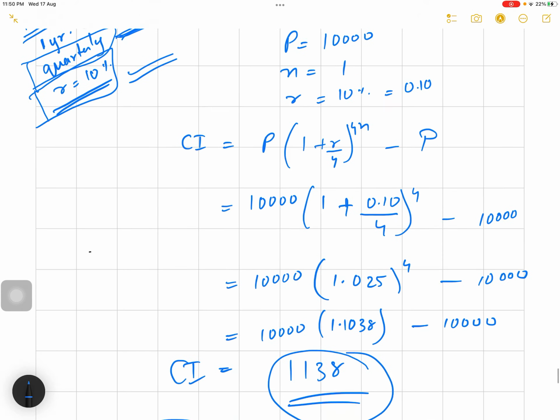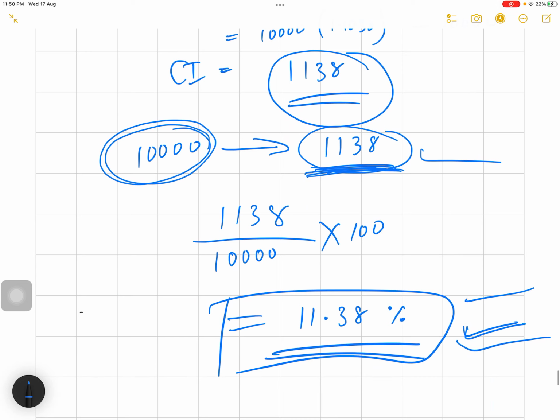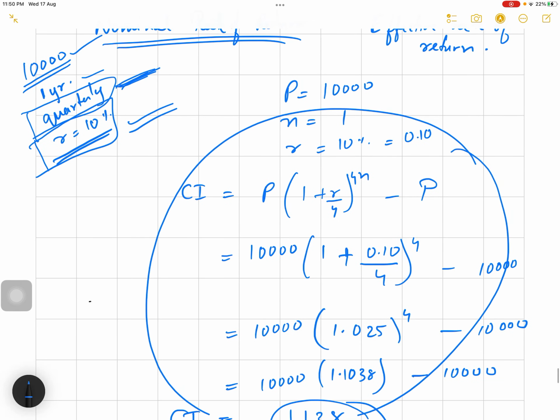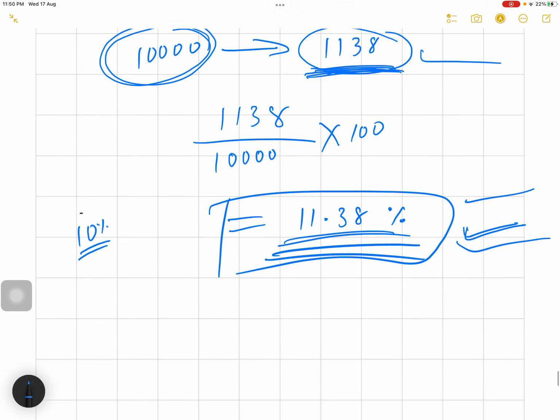Okay, but you don't have to calculate like this. Because of the compounding, my rate of interest was actually 10%, but I am earning 11.38% of my investment in a year. So this 11.38% is my effective rate of return. But you don't have to do this whole thing.